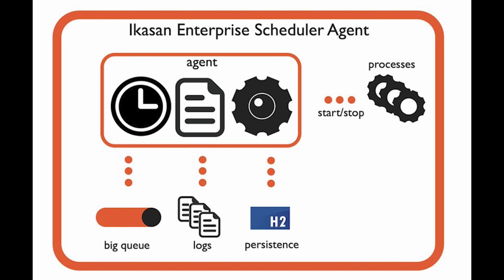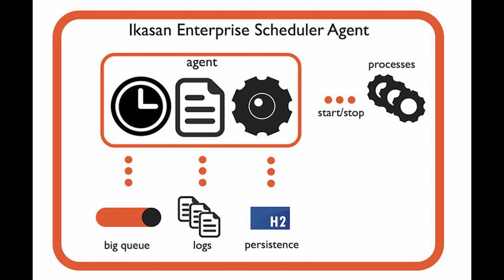So the Ikasan Enterprise Scheduler agent is a standard Ikasan Enterprise Service Bus module that has been extended to provide no-code features to the Ikasan platform. It supports 3 job types: schedule-based jobs, which fire at a point in time and raise an event to the scheduler dashboard at that point in time. File watcher jobs, which monitor a directory and raise an event to the scheduler dashboard when a file arrives. And command execution jobs that execute native commands on the server that the agent is installed on, monitor the process created, and provide results of the command execution to the scheduler dashboard when the command is complete.